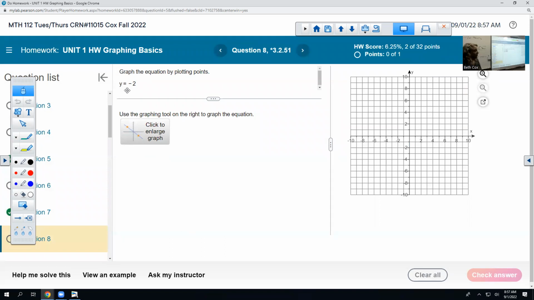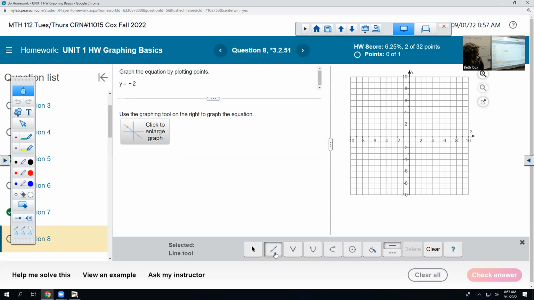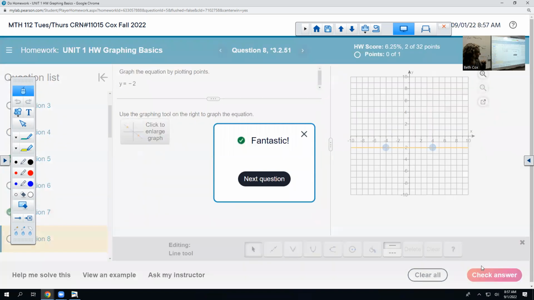This one's Y is -2. It's also a grandma rule, but this time we're going to click on a graph. And Y is -2 is a horizontal line. Now I'm just going to pick any 2 points. I only need 2. Any 2 points where the Y is -2. I don't care what the X is. There we go.